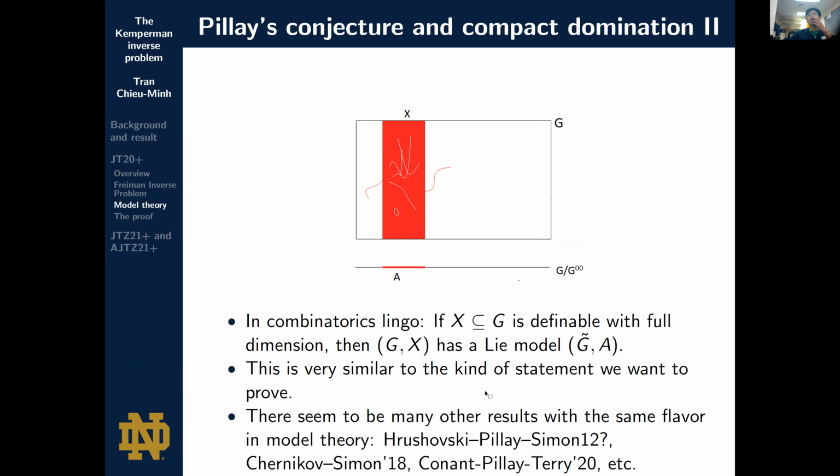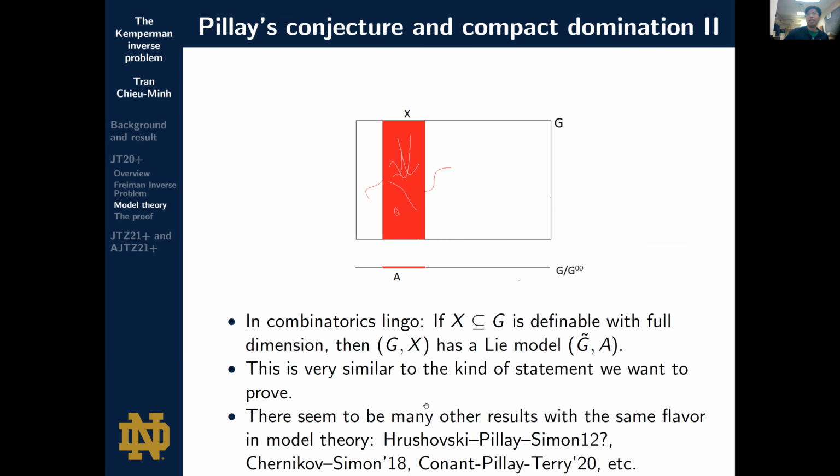So let me also show you the picture. The picture over here is that if you have a group G, this is telling you that your set X, after G quotient G^00, looks like this, right? It's not perfectly an inverse image, right? There could be an error of a smaller dimension set. You can think of this in combinatoric lingo as saying that the set G, X over here has this Lie model G tilde and I. And just judging from the picture, this is very similar to the statement we want to prove, right?